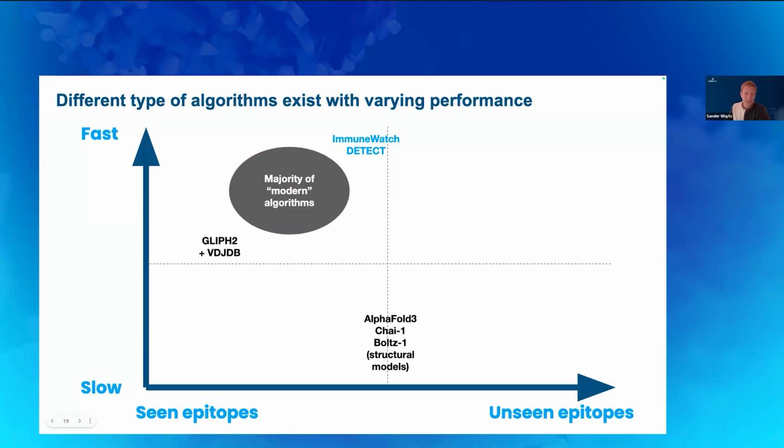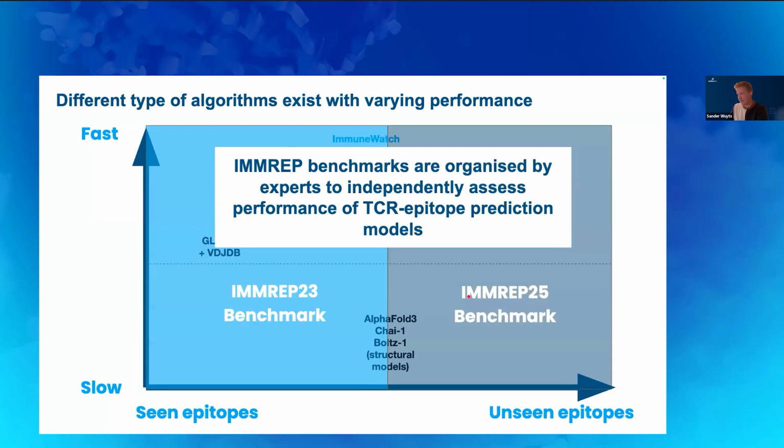The holy grail in systems immunology is also this unseen epitope prediction, but as you can see, this space is rather blank because we still believe this is a very unsolved problem. ImmuneWatch DETECT has shown some performance in this case, but there are also structure models like AlphaFold 3, Chai-1, and Boltz-1. They have shown relatively okay performance in this space, but nevertheless, it seems to be an unsolved problem.